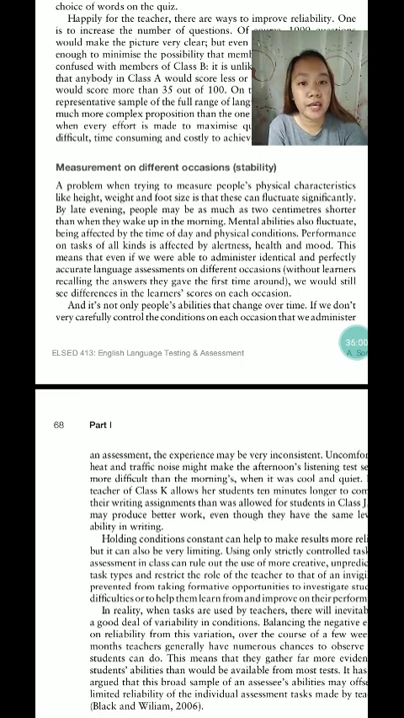Measurement on different occasions. Stability. A problem when trying to measure people's physical characteristics like height, weight, and foot size is that these can fluctuate significantly. By late evening, people may be as much as 2 centimeters shorter than when they wake up in the morning.